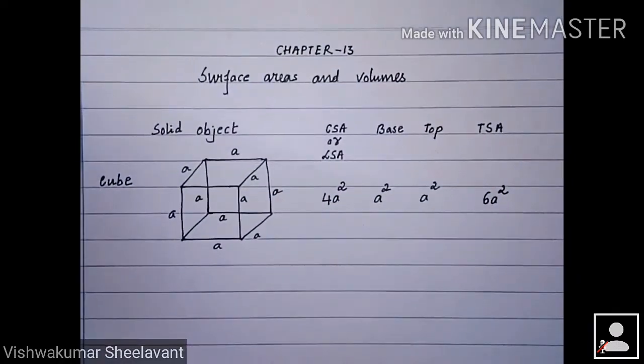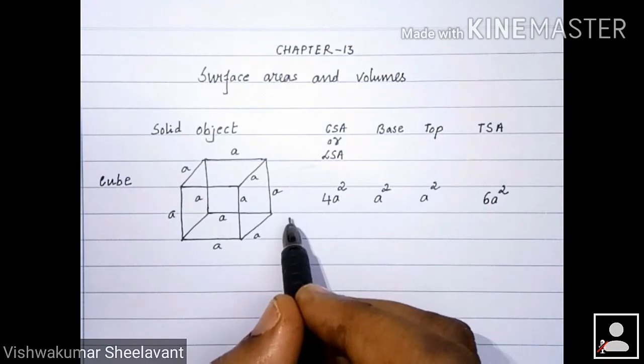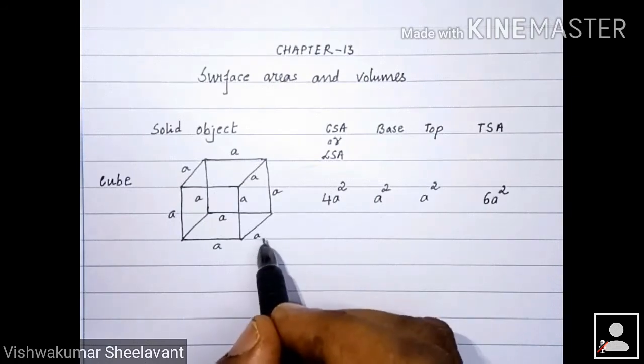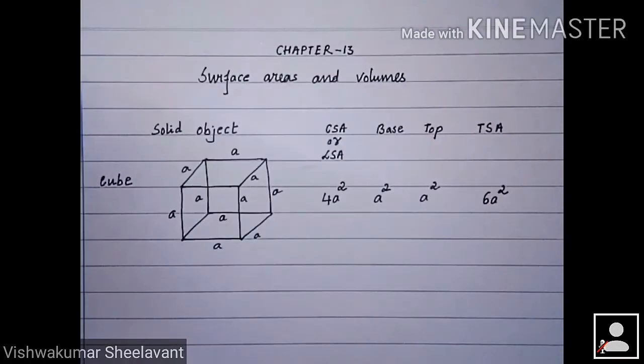Remember, all area units will be unit square. That means if a is in centimeter, area will be in centimeter square. If a is in meter, area will be in meter square, and so on. Next we'll take cuboid.